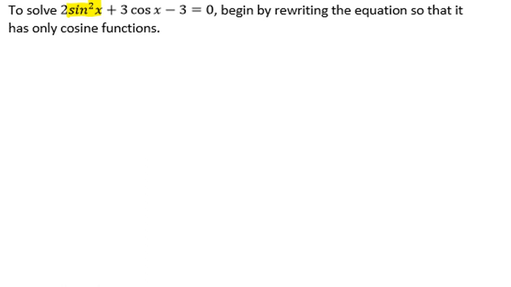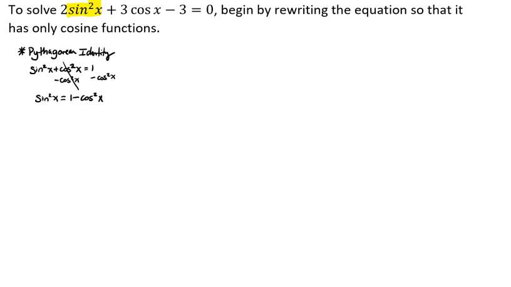So what we're looking at is this sine squared of x that we need to get rid of. So what do we know about that? How can we somehow relate that to the cosine? Well, recall the Pythagorean identity that says that the sine squared of x plus the cosine squared of x equals 1. By subtracting the cosine squared of x from each side, we get the sine squared of x equals 1 minus the cosine squared of x. And we were looking for that sine squared of x. So we can take the 1 minus the cosine squared of x and replace it for the sine squared of x in our problem. So we're going to go ahead and do that now.